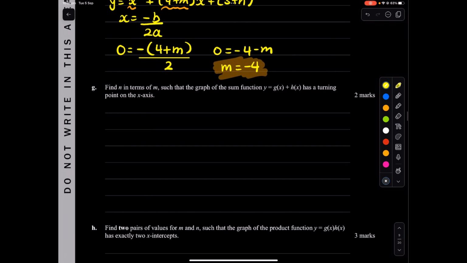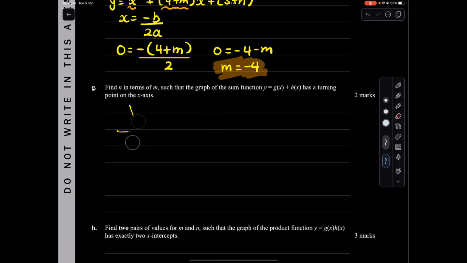Find n in terms of m, such that the graph of the sum of g of x plus h of x has a turning point on the y-axis. So if we wanted it on the x-axis, the turning point, the y must always equal 0.